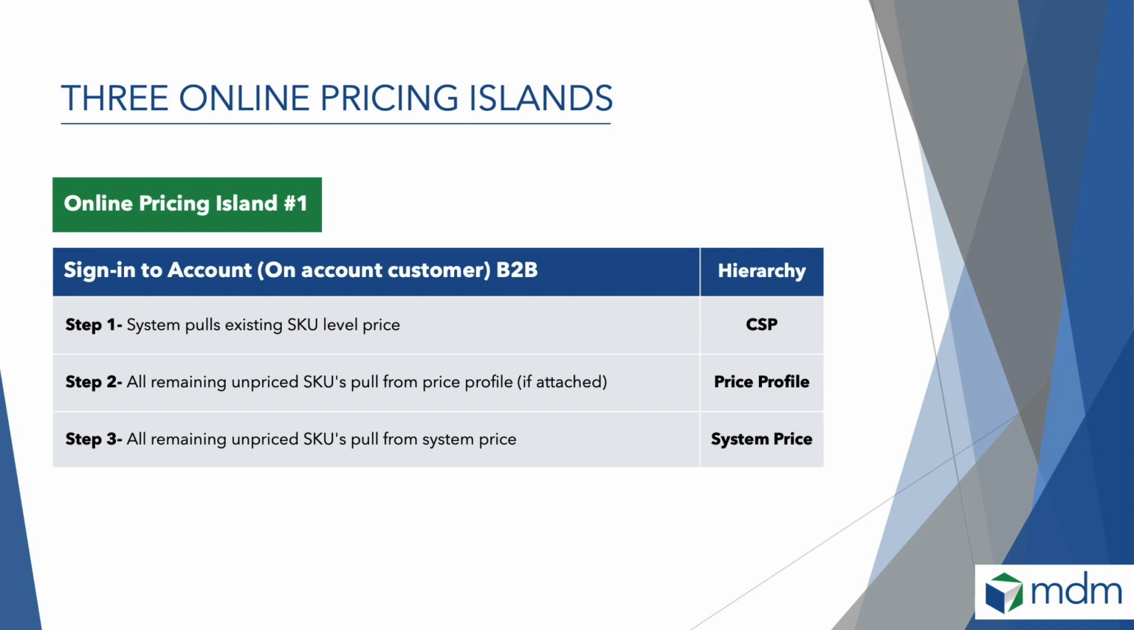So this 3-step process allows a customer to come in and have a seamless experience that's similar to the experience they would have when they call into the branch. They get their negotiated price first. They get their price profile second. If it's unpriced, they get the system price. This delivers a good, consistent B2B pricing experience for your sign-in accounts. Most distributors do a good job of this, and it's pretty straightforward.